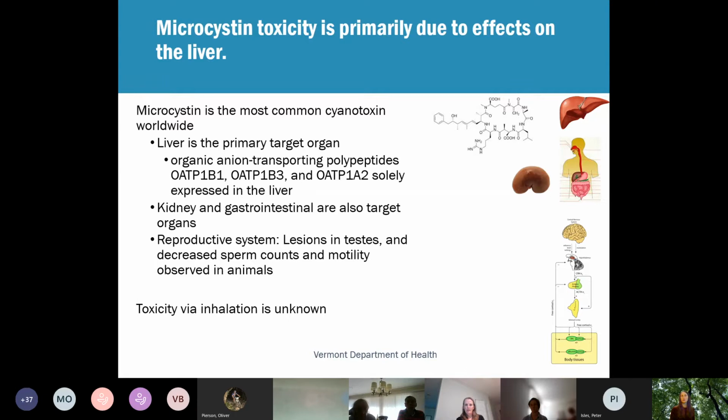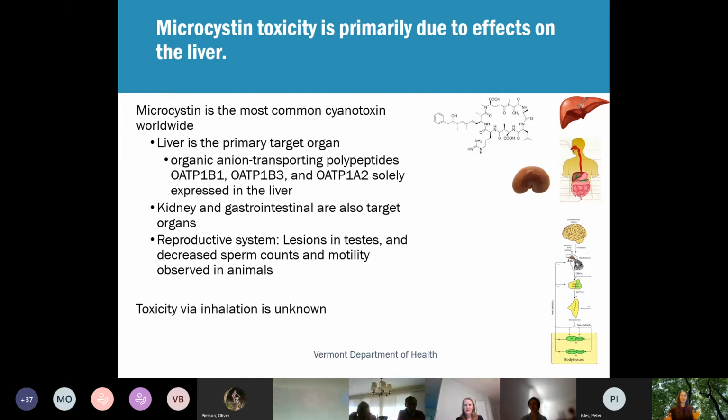We know that microcystin primarily targets the liver, and there's a pretty specific reason for that. It's because the liver produces these little peptides on the outside of the cells, and I think of them as a bouncer. So these peptides are kind of the gateway to get inside the liver. And so when the microcystin gets in our bodies, these peptides, or the bouncer says, "Hey, come in here, you belong here." And so they actually transport the microcystin into the liver.